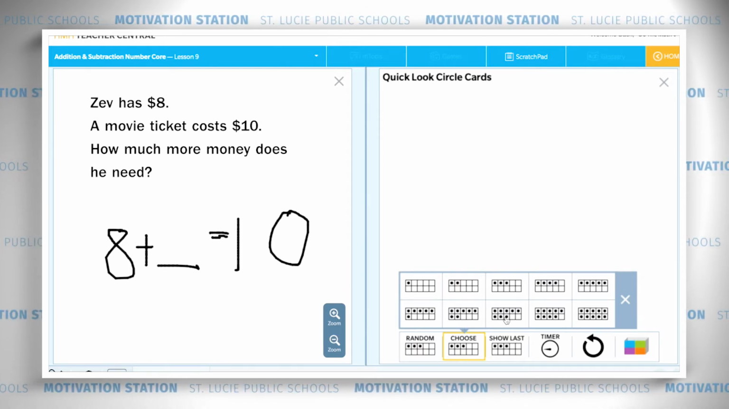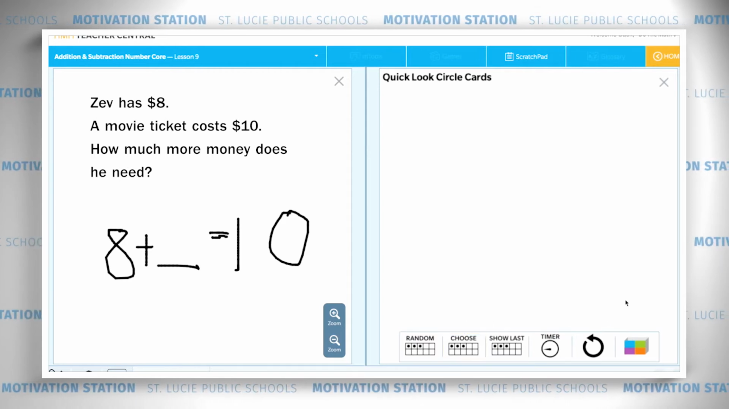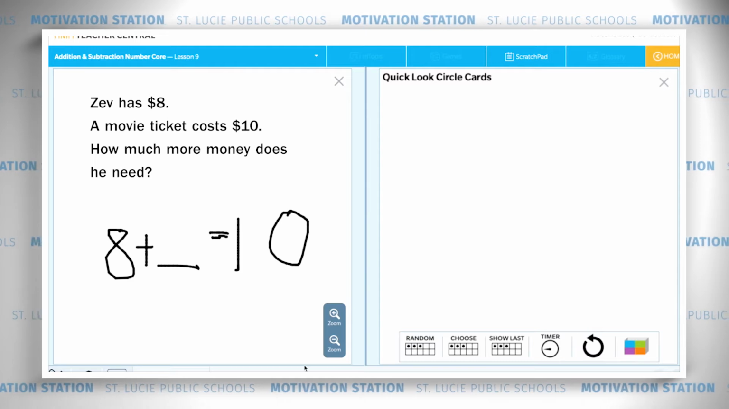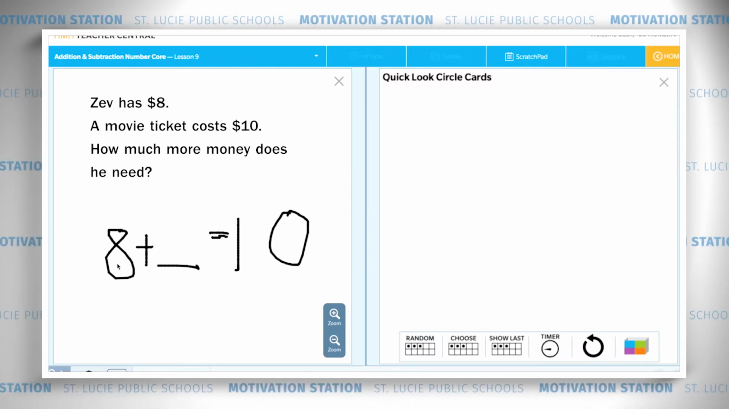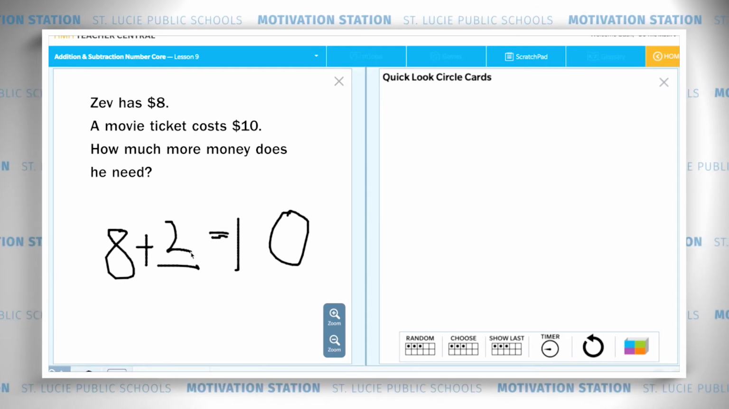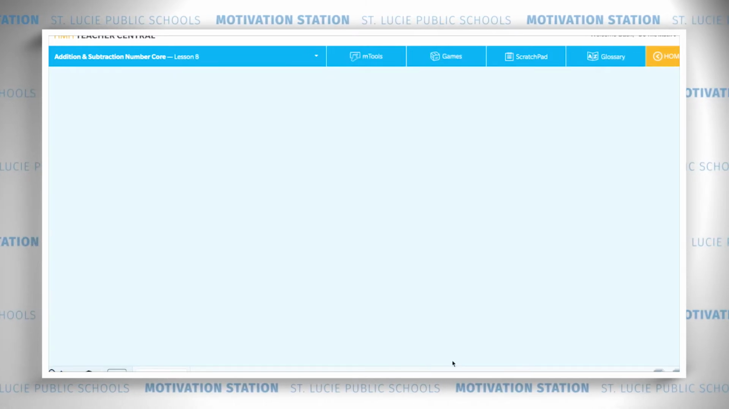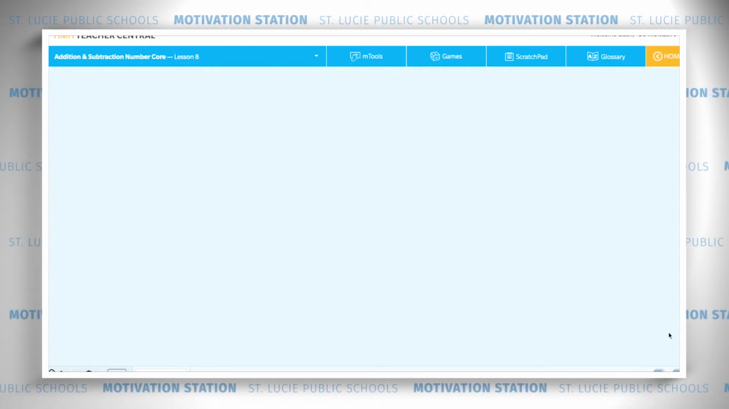Okay, so how many blanks were in our tens frame? Right, 2. There were 2 blank squares in our tens frame. So we need 2 more to get to 10. 8 plus 2 equals 10. That's our equation. Great. Now we're going to be working on page 13 to do it online, and remember we're now back in lesson 8.